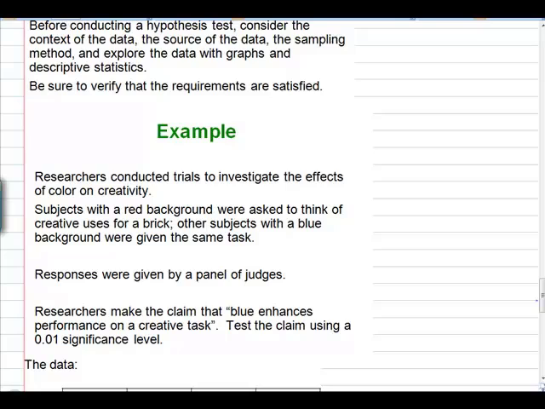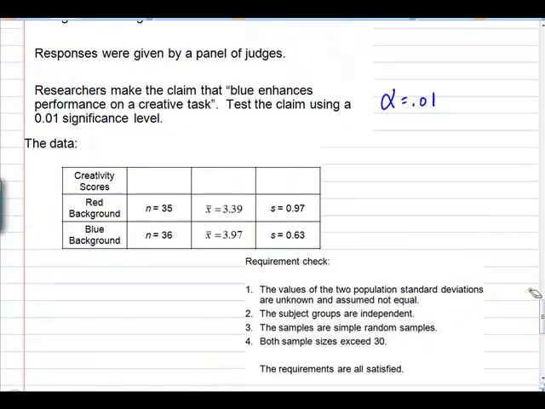Researchers make the claim that blue enhances performance on a creative task, and then we're asked to test the claim using alpha equals 0.01. Test the claim that blue enhances performance on a creative task. So here's the data. This is the summary data.